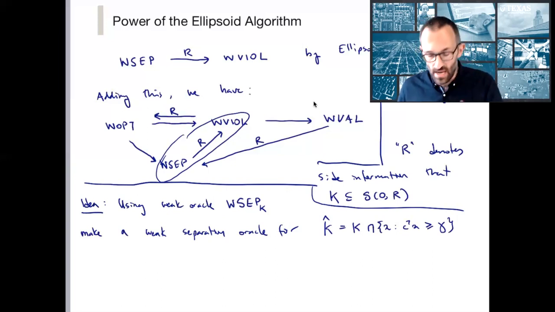Because this is exactly, let's remember what the weak violation problem is. The weak violation problem says, I give you a vector C and a threshold gamma, and I want to know, is it true that C transpose X is less than gamma for every point in K? That's another way of asking, is K intersect C transpose X greater than gamma empty?